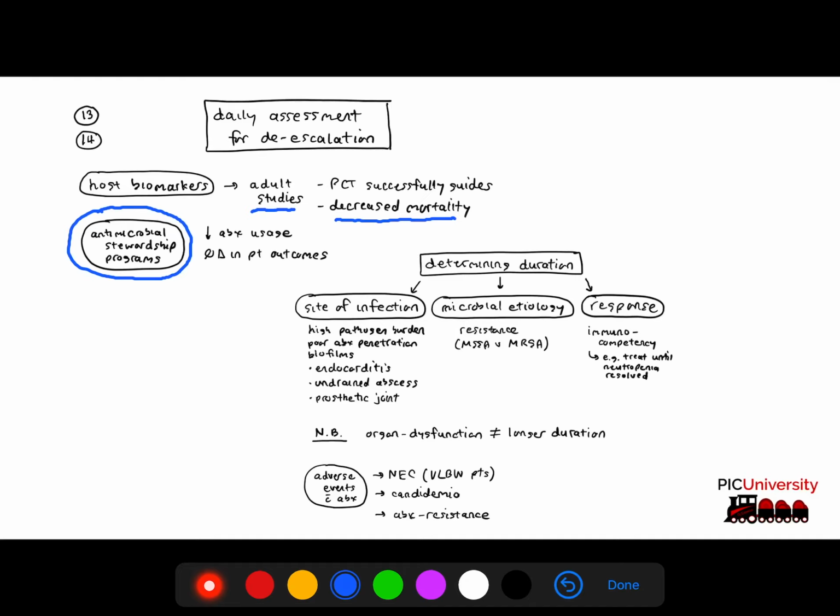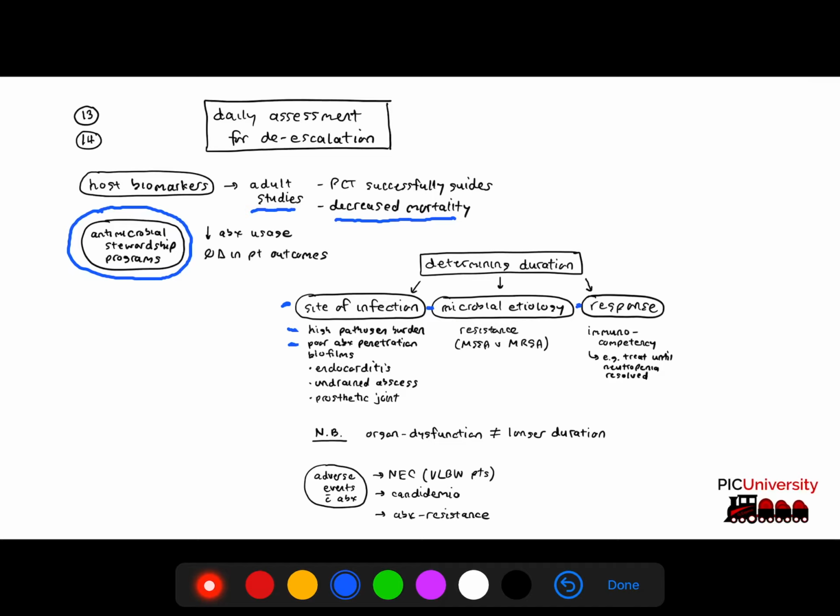So this is basically determined by looking at several different factors. The first is the site of infection, the second is the etiology of the pathogen, and the third is the host's intrinsic response. And so looking at the site of infection, patients that have either a high pathogen burden or poor antibiotic penetration of the site of infection will likely need a longer course of treatment.